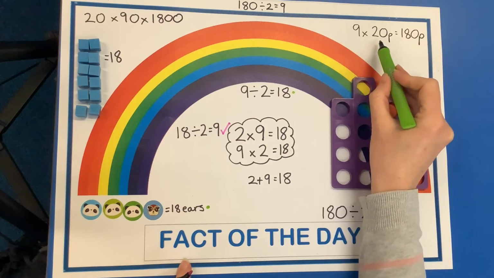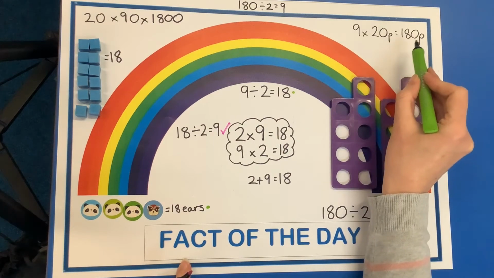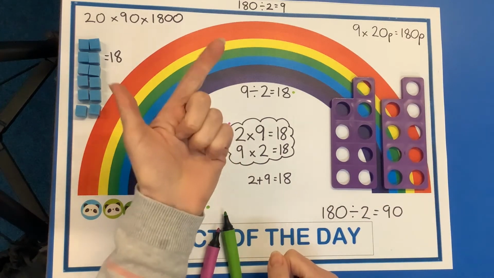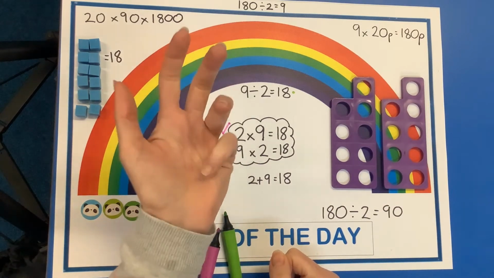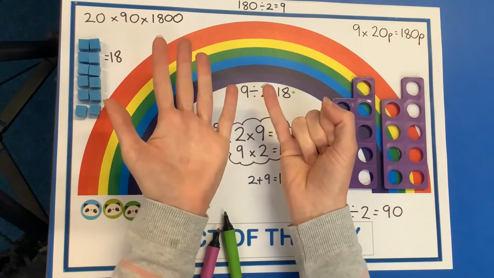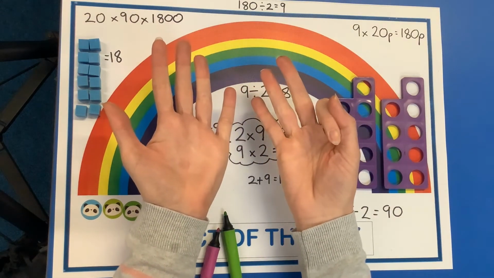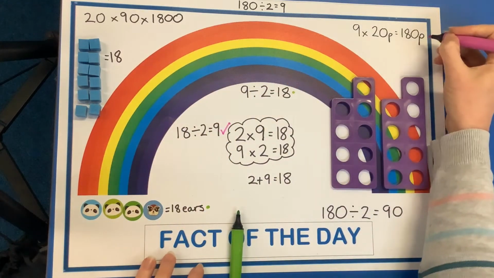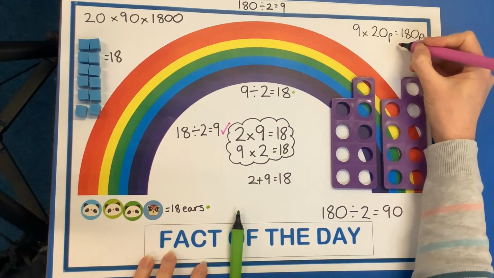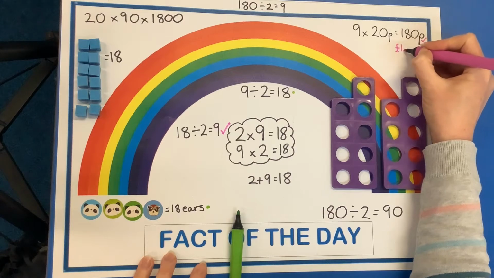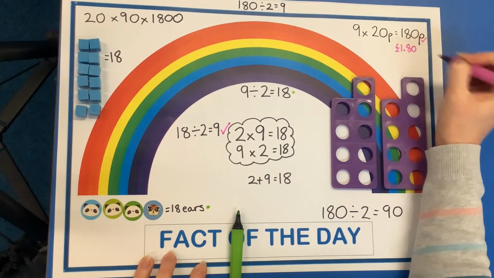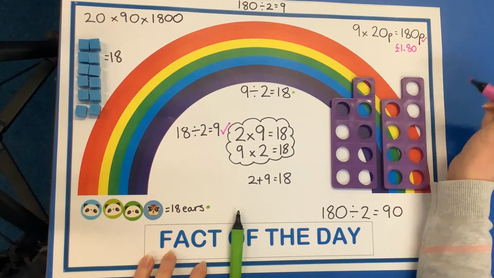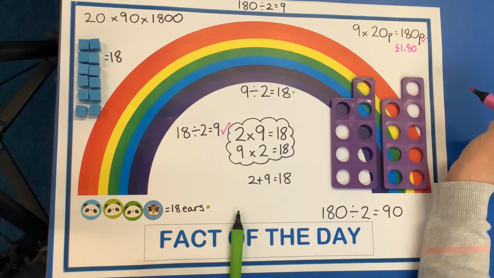Okay. Right, let's try this one here. 9 lots of 20p equals 180p. Let's try counting up in 20s. 20, 40, 60, 80, 100, 120, 140, 160, 180. 180p. That is absolutely right. I could also write it as £1.80. Remember, I don't need to put p on the end if I have a pound sign at the start. So far I have 2 truths and 2 lies.